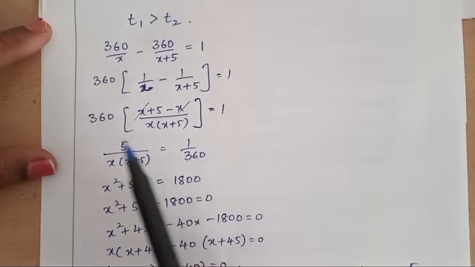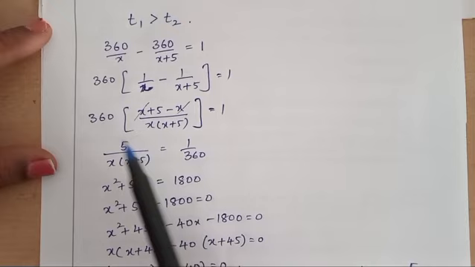Question 8. The product of two consecutive even integers is 528. Represent the situation in the form of a quadratic equation and solve. Let the integers be x and x plus 2. The product x into x plus 2 is equal to 528. x square plus 2x minus 528 is equal to 0. The factors are plus 24 and minus 22.